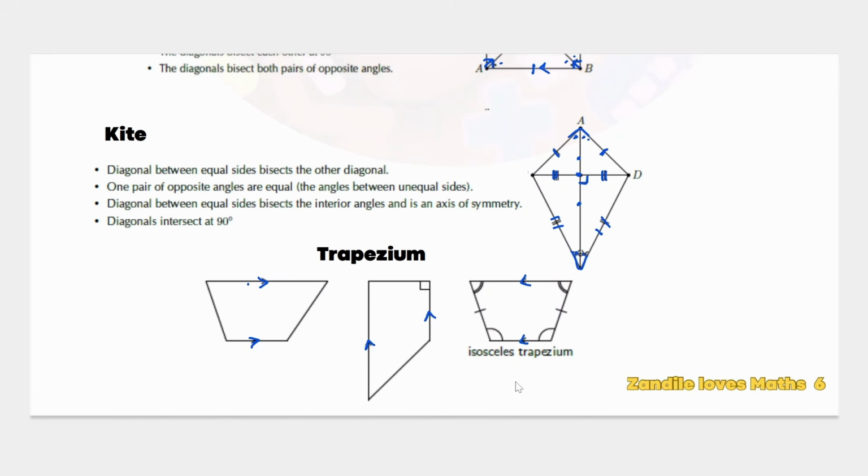Do you see the fact that this pair is parallel, this pair is parallel, and this pair is parallel? So now we're going to talk about an isosceles trapezium, where the 2 sides are equal to each other. That means that the opposite angles are going to be equal to each other. But the most important thing that you need to remember about a trapezium is that opposite sides are parallel to each other.